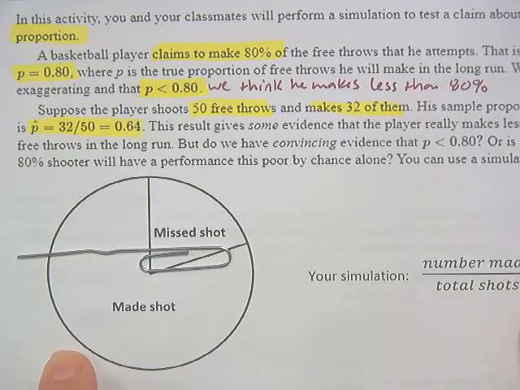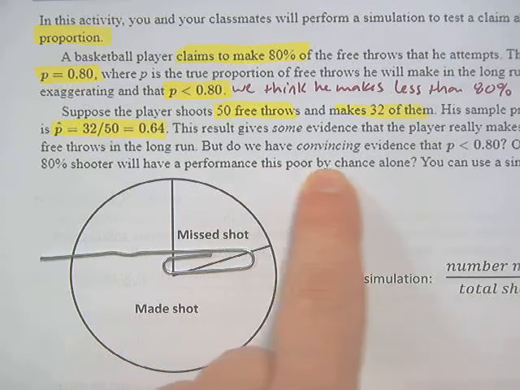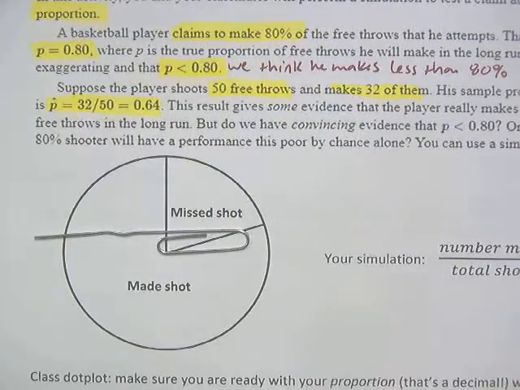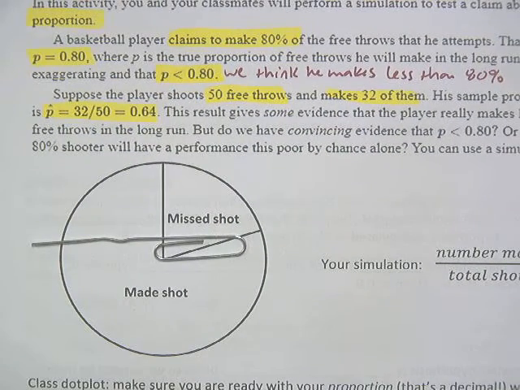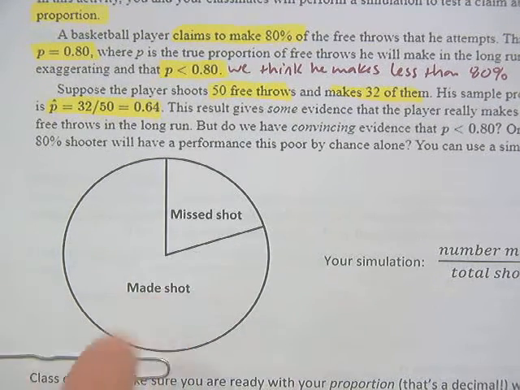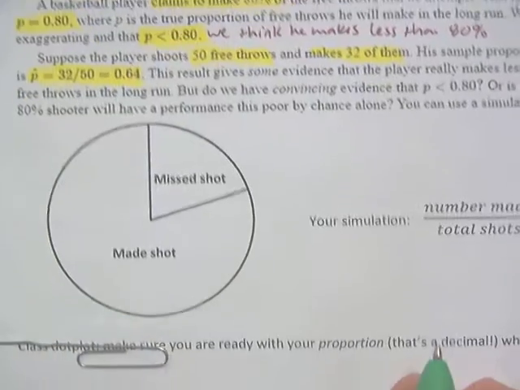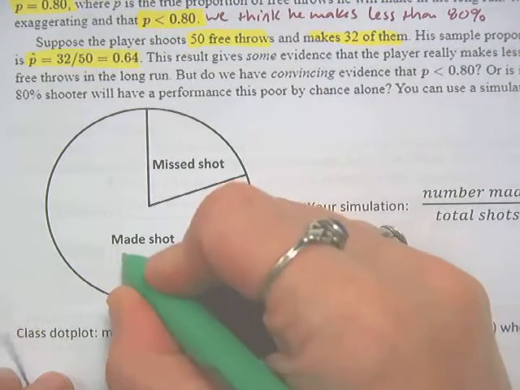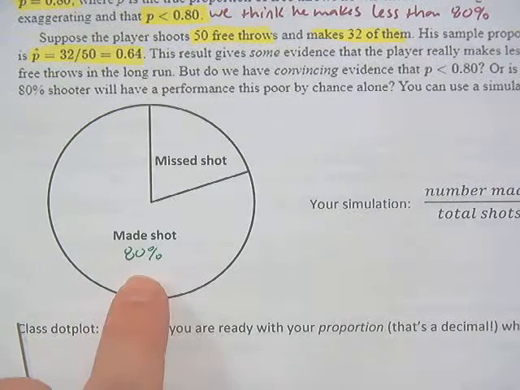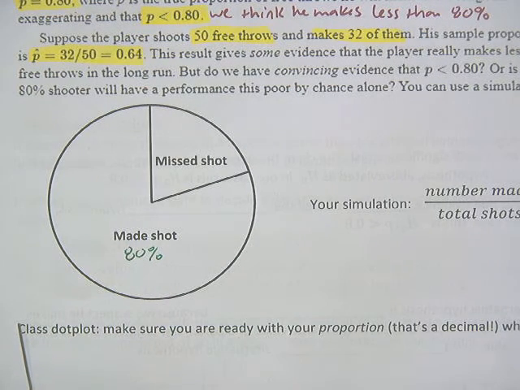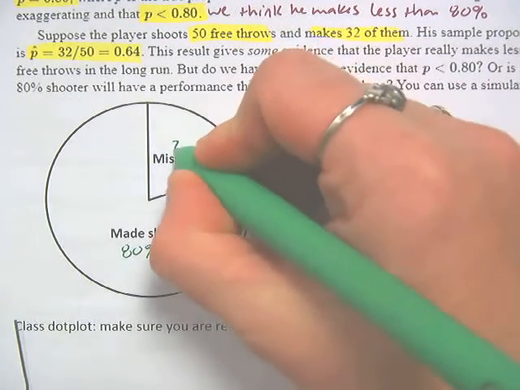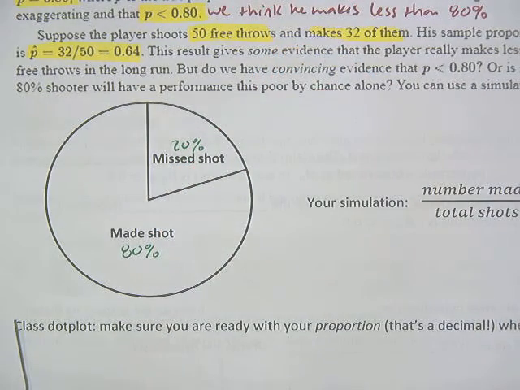Is it plausible that an 80% shooter will have a poor performance by chance alone? Look, maybe it was a bad day for him. Maybe the ball was underinflated. Maybe he didn't feel well. I don't know. There are lots of reasons that he could have made only 64% of those shots right in front of you. So what you have on your paper is this little spinner. It kind of looks like a pie chart. And I've split it up. 80% of that pie chart represents making a free throw, because he claims to be an 80% shooter, that's what this spinner represents. 20% of this is you miss the shot.